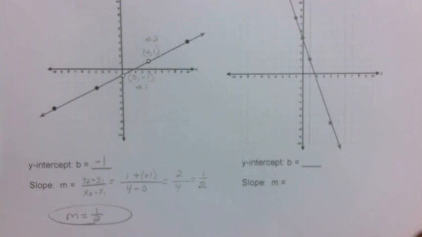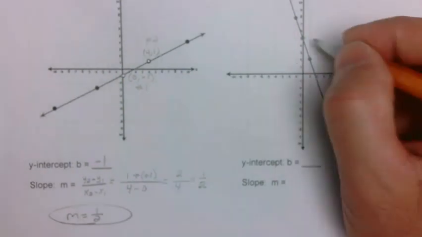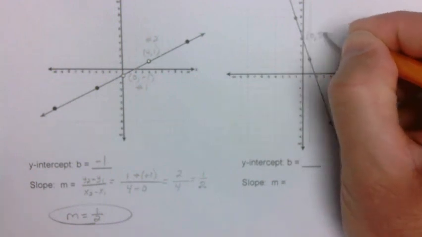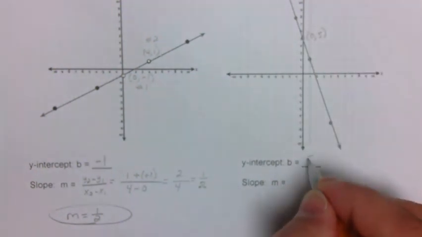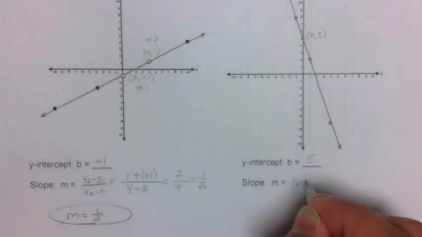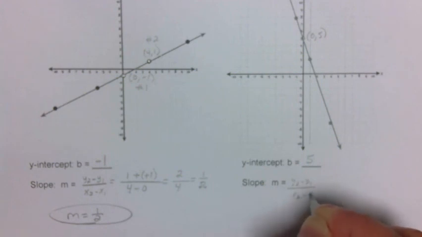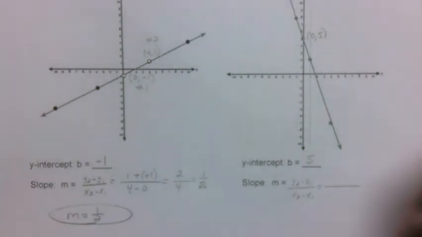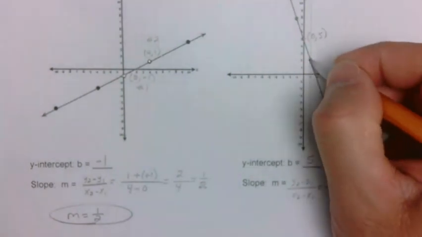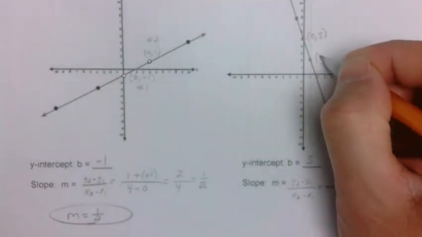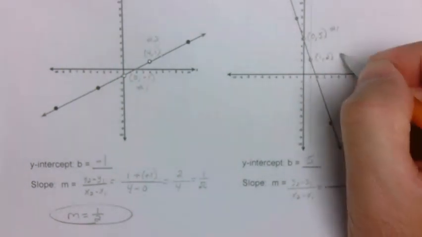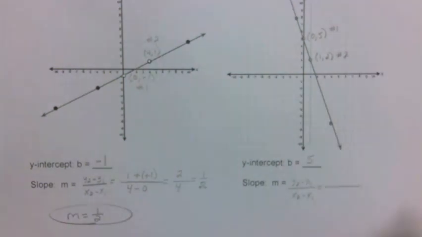Calculate the y-intercept and the slope. The y-intercept is at this point right here, which I know is at (0, 5), meaning that the value of b is +5. For the slope, y2 minus y1 over x2 minus x1. Let's pick out our points. We've already got one, the y-intercept at (0, 5). How about this point right here at (1, 2). The y-intercept can be point 1, and (1, 2) can be point 2.